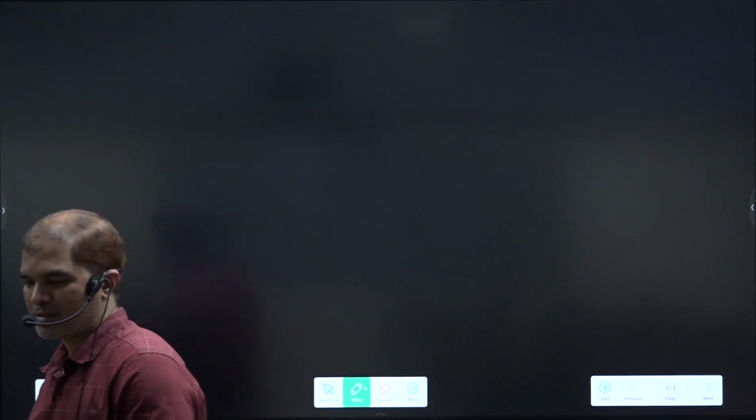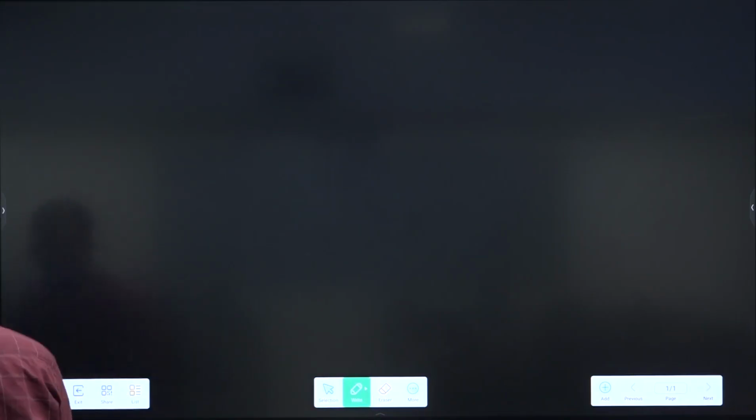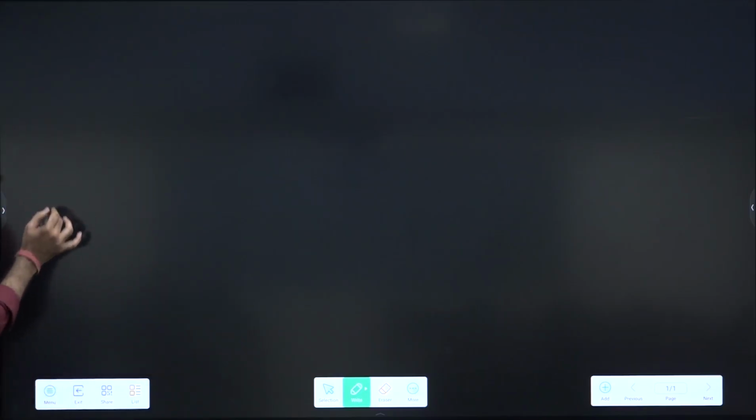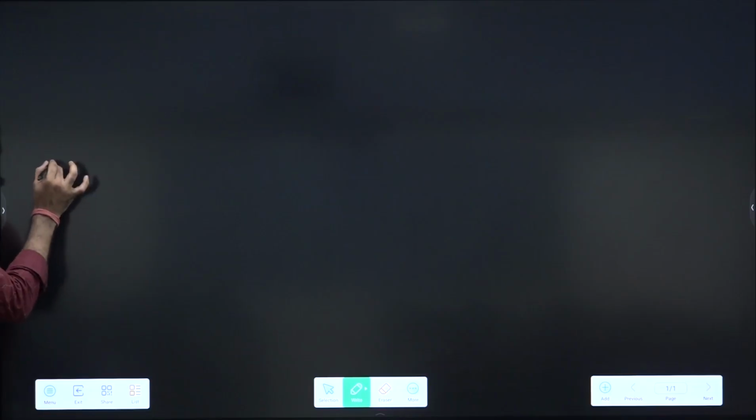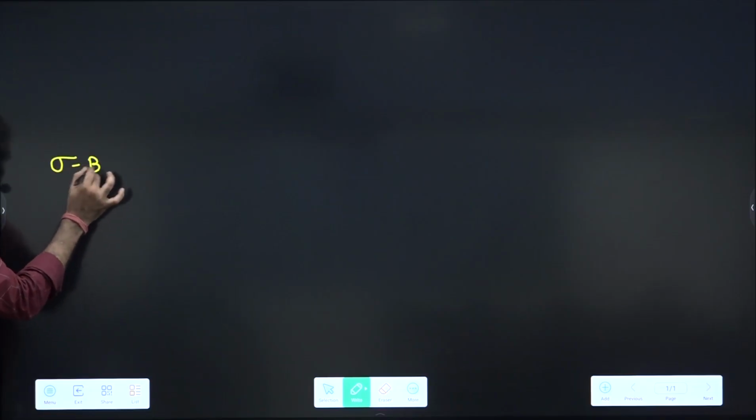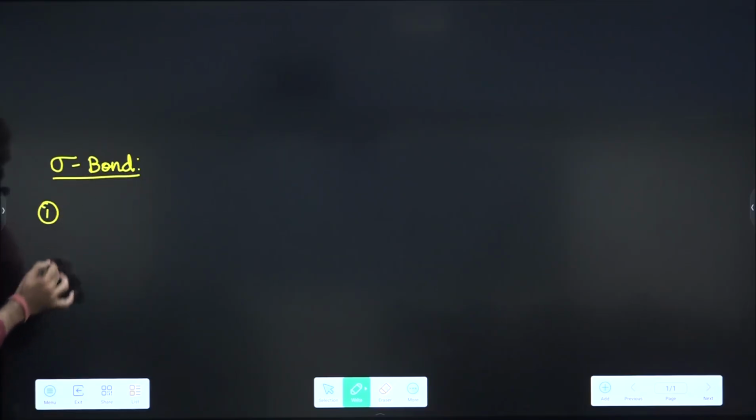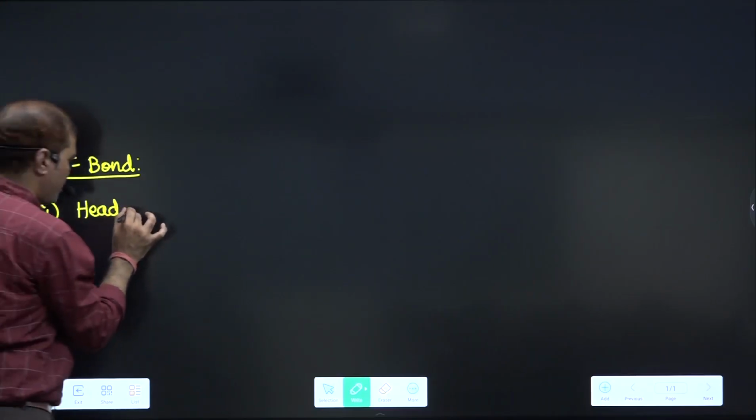Let us move to the last step. Write down. Bonds. Different types of bonds and their combinations.